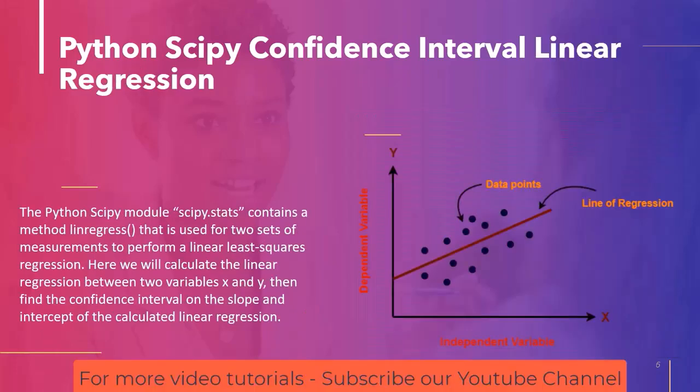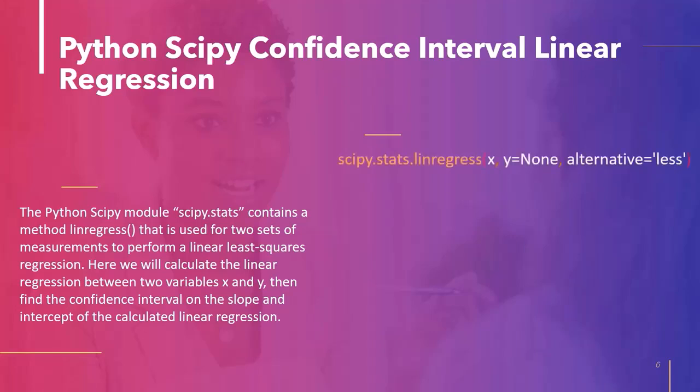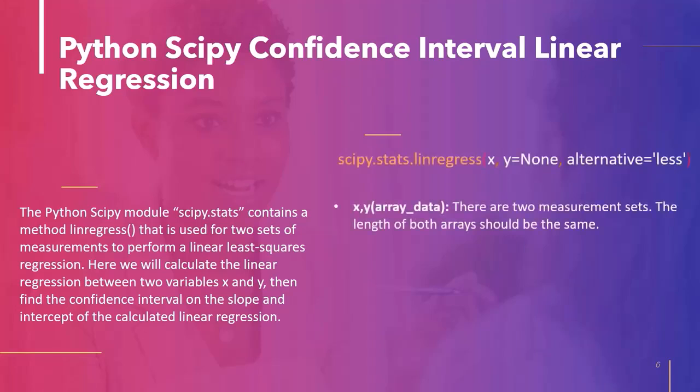A linear least square regression is carried out for two sets of measurements using the method linregress included in the Python SciPy package scipy.stats. Here we will determine the confidence interval for the slope and intercept of the calculated linear regression between the two variables x and y. The syntax of the method is as follows, where parameters are x, y, which is the two sets of measurements that exist. Both arrays should have the same size.